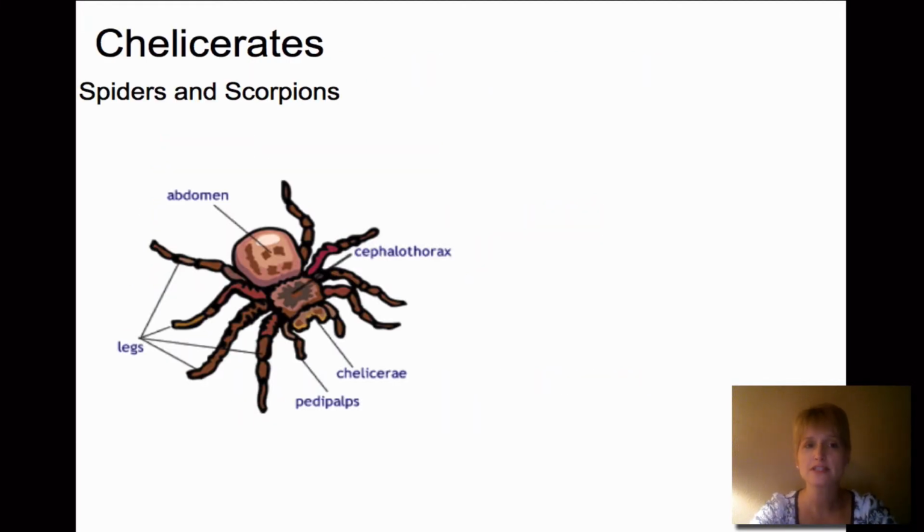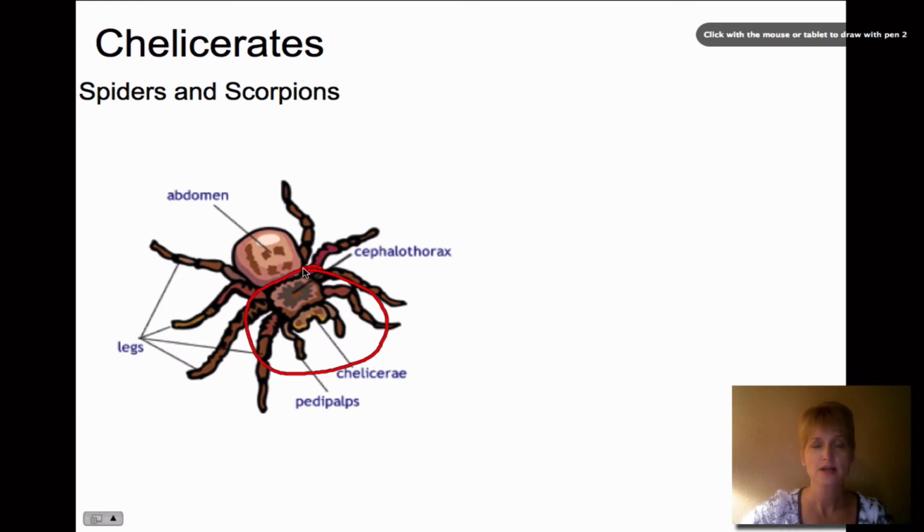So the chelicerates are the spiders and the scorpions. And chelicerates, especially the spiders, they have 2 segments. So they have what we call a cephalothorax, which means their head and thorax are fused. And so that would be one segment. And then they have an abdomen that is the other segment.